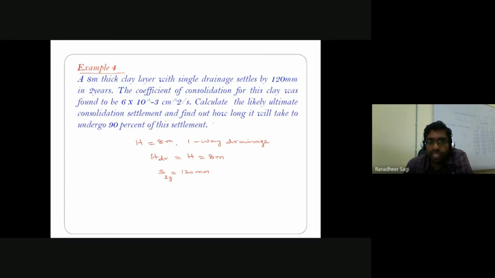The coefficient of consolidation CV for this clay is given as 6 into 10 to the power of minus 3 centimeter square per second. Next, calculate the likely ultimate consolidation settlement and find out how long it will take to undergo 90% of this settlement. So after 2 years, the settlement that the 8 meter thick clay layer is going to have is 120 mm. The coefficient of consolidation is given.